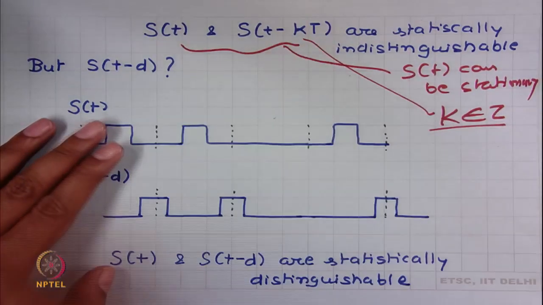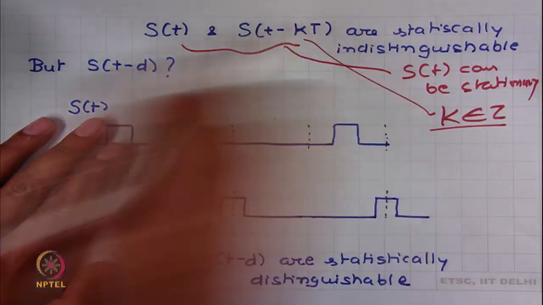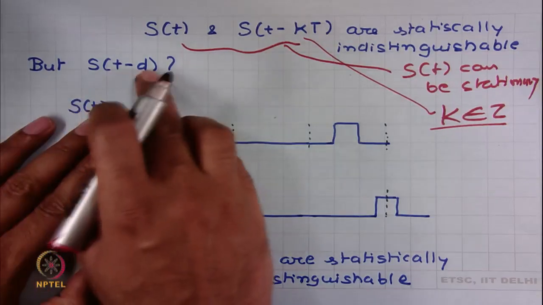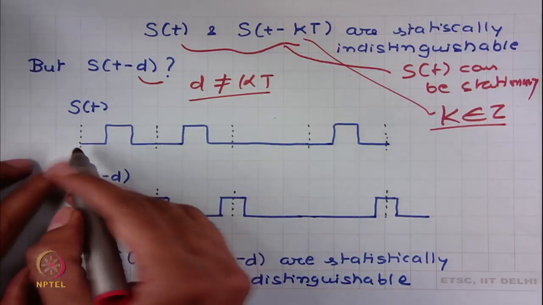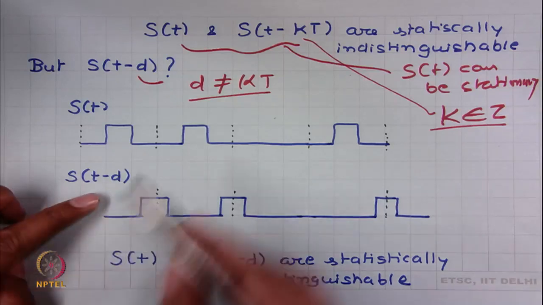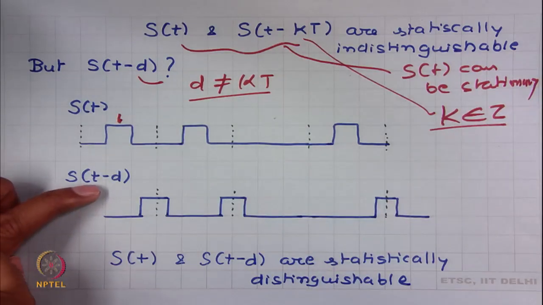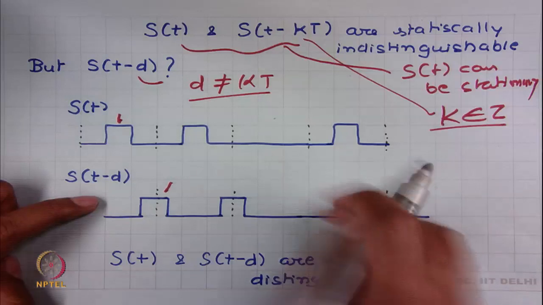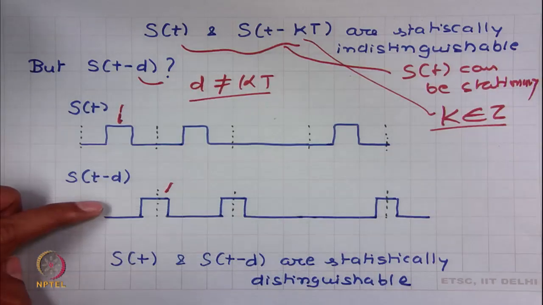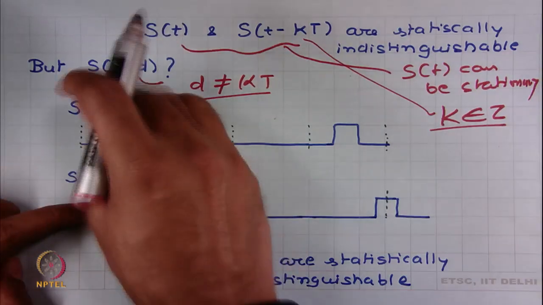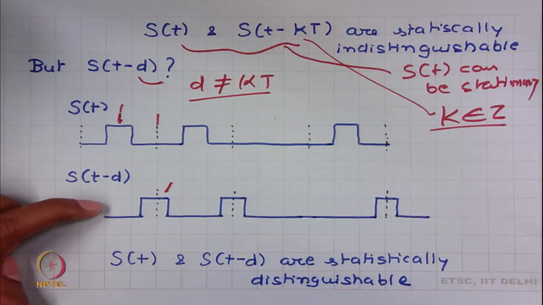Now, if k does not belong to the set of integers, then kT is not an integer multiple of T. Let us assume that I have some delay which is not kT. I have taken a process St, and I have delayed it by d units such that instead of the peak falling here, the peak falls in here. I can choose any d. Now, you see that the statistical properties of these two waveforms are completely different. Why? Because here the peak was falling in the middle, and here we always would have got 0, but in this case now at these time instances I am getting some value. So, St and St minus d are statistically distinguishable.